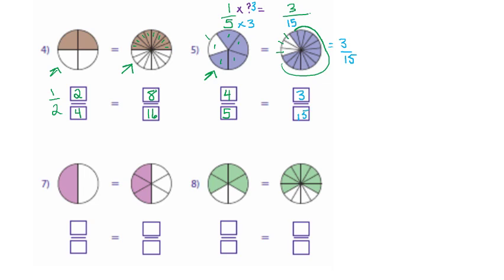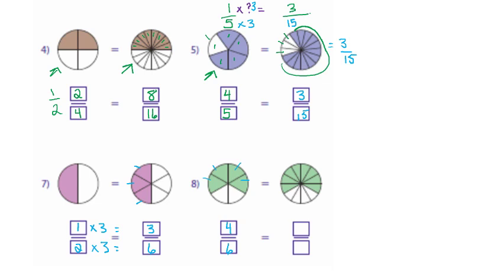3 over 15. Okay, this pink one, that's an easy one. It's showing a half. There are 1, 2, 3 shaded, so we can use math. Times 3 would get you 3. What we do to the top, we must do to the bottom. So 2 times 3, there's obviously a total of 6 triangles. Over here, we have 1, 2, 3, 4 out of 6.